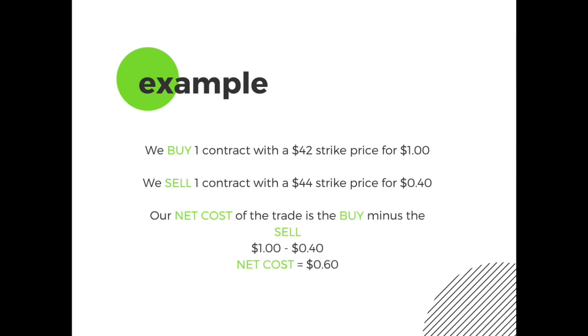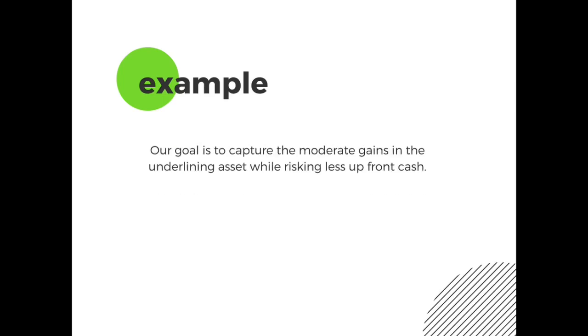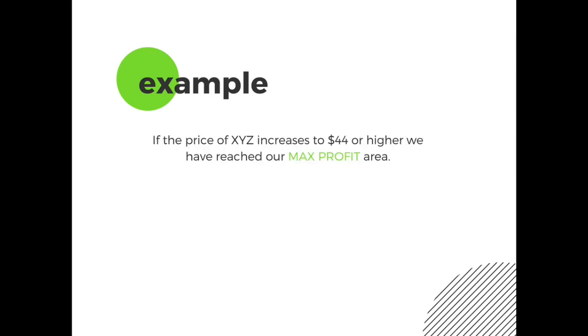Now, to determine the net cost of the trade, we need to take our buy of $1 and subtract the sell of 40 cents. This gives us our net cost of 60 cents, or $60. Now remember, our goal is to capture the moderate gains in the underlying asset while risking less upfront cash. So this means if the price of XYZ ends up increasing to $44 or more, we've reached our max profit area.